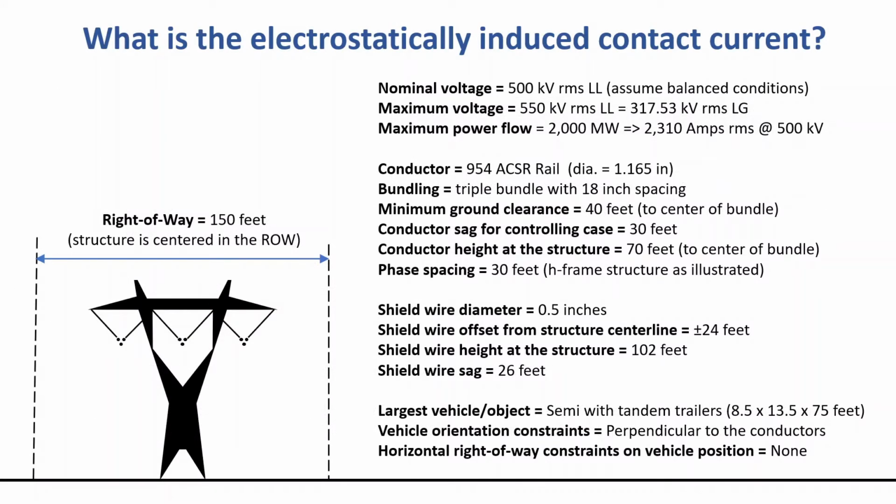In today's example, we'll answer the question, what is the electrostatically induced contact current? We'll also show how to generate and view results for electric and magnetic fields, audible noise, and radio interference. The case study is that of a 500 kV transmission line in a 150-foot right-of-way. As shown on screen, we have information about maximum operating voltage, power flow, and current. We also have phase conductor and shield wire geometry. Finally, we have information about the largest anticipated object under the line, together with constraints regarding its position.